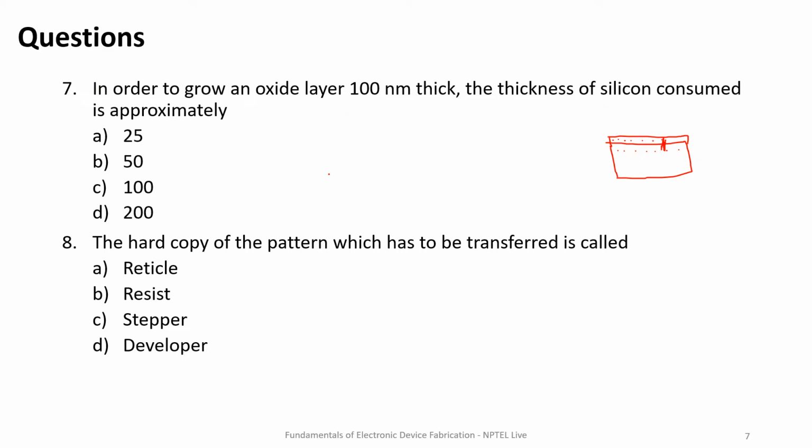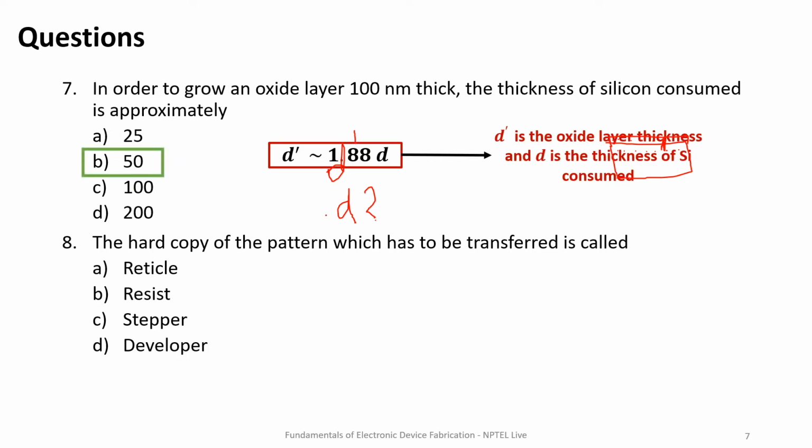So the oxide layer D prime is already given to us. So we need to find D. Can anybody tell me what is D? Yeah, that's the correct answer. So that is because D prime is equal to 1.88 D, which means that it will be half. So to grow an oxide layer that is 100 nanometer thick, we need a silicon material of 50 nanometer. So that's the correct answer.